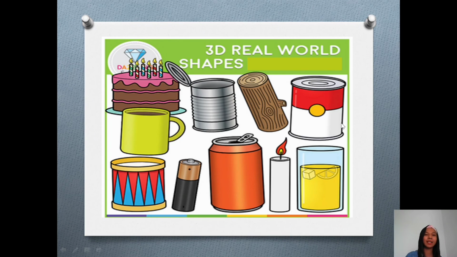Next, what type of 3D shape is this? I guess you have the correct answer. You got it right, it's a cylinder. Cylinders, because there are many cylinders. The most common one really is a can, and then this one, the wood.